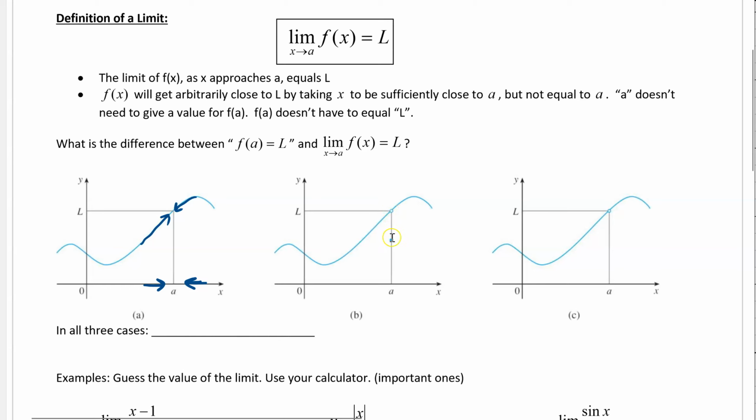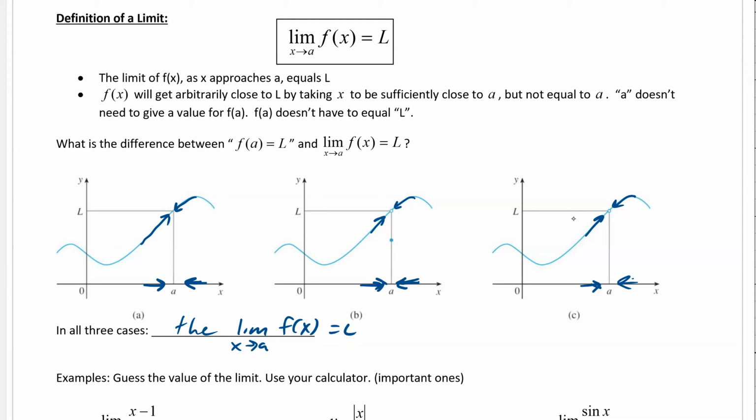It's got removable discontinuity, but still coming in from the left and coming in from the right, as we're getting arbitrarily close to that a value from the left and the right, what is our function getting arbitrarily close to as well? And you can see it's also L. We don't even have to have the value existing there as well. Still coming in from the left and the right, as x approaches from the left and the right, it's still L. So in all three cases, the limit as x approaches a of f of x is equal to L.